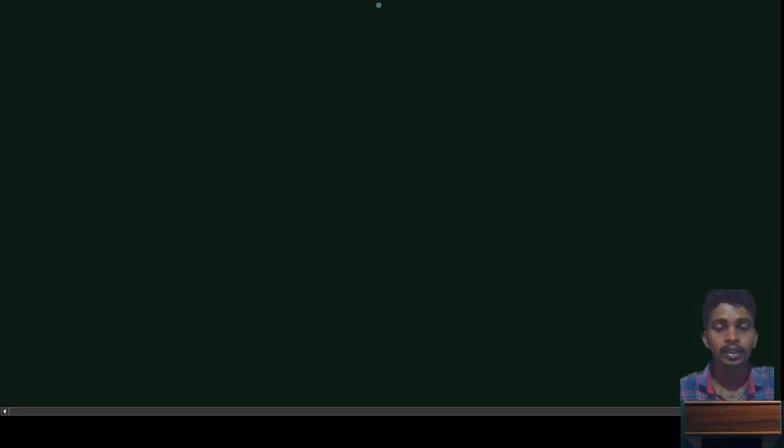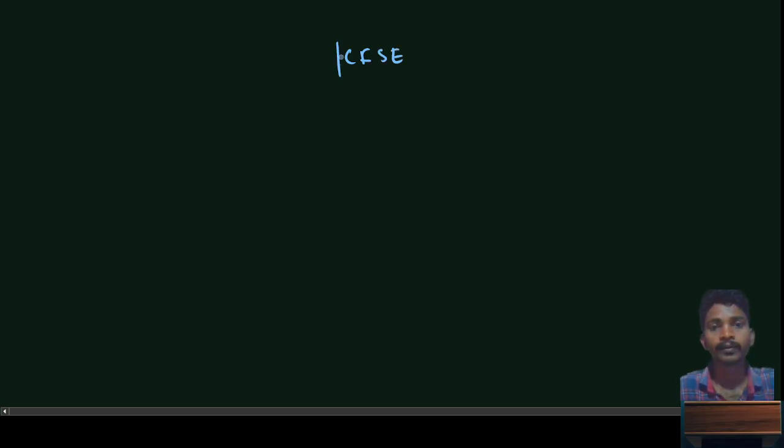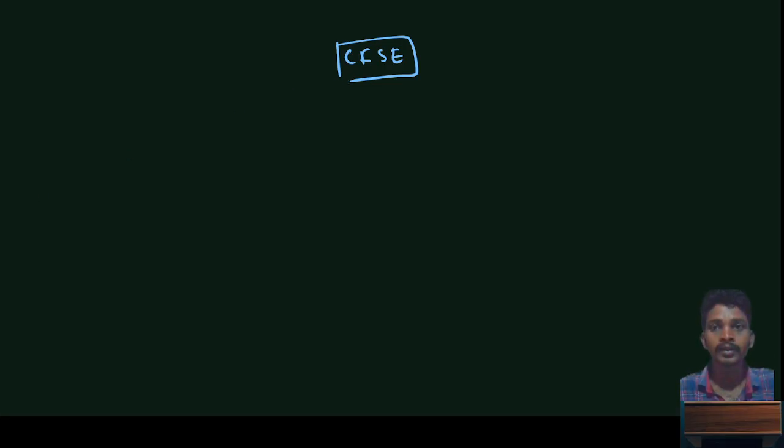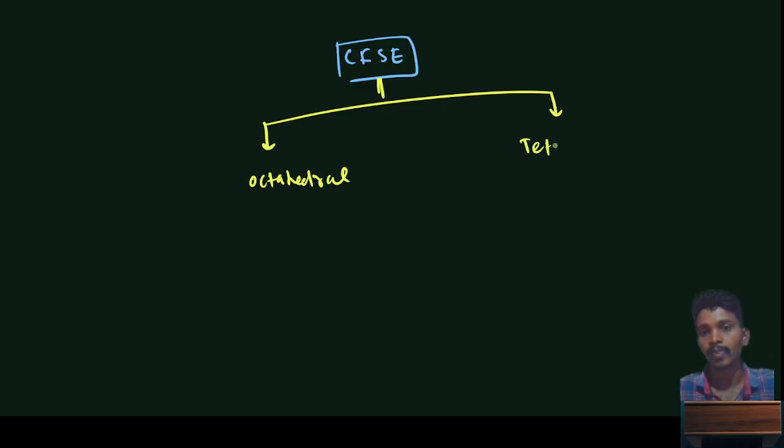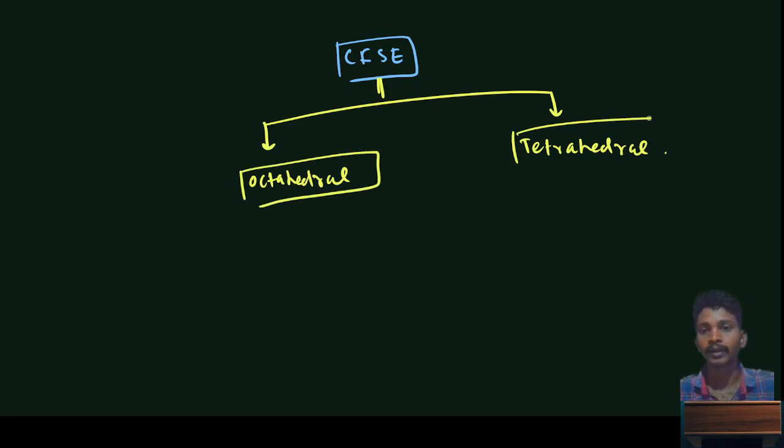Now whenever we are going to calculate the CFSE, that is the crystal field stabilization energy, we can calculate for two cases. One is the octahedral case, and the other is the tetrahedral case. Okay, we can calculate for square planar and all these things too, but now I will mainly focus on the octahedral and tetrahedral cases.